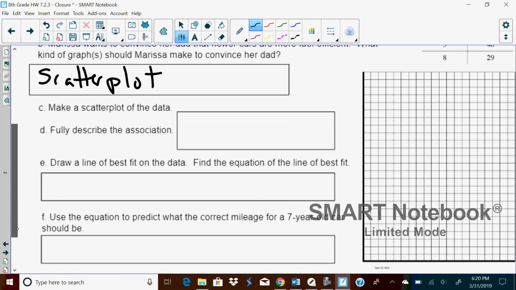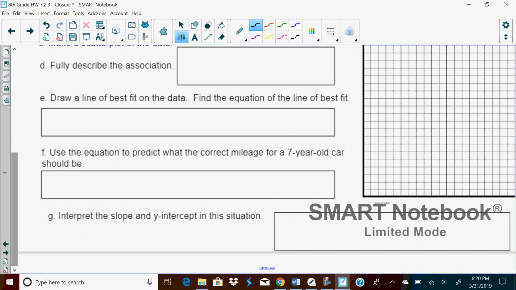C, we want to make a scatter plot of our data. So if we did age on the bottom, and up the side we did the miles, and we went by the table. I didn't graph all of the points. So 9 was 34. 9, 5, 10, 15, 20. 34 would be about there. 2 was 30. 5, 10, 15, 20, 25, 30.